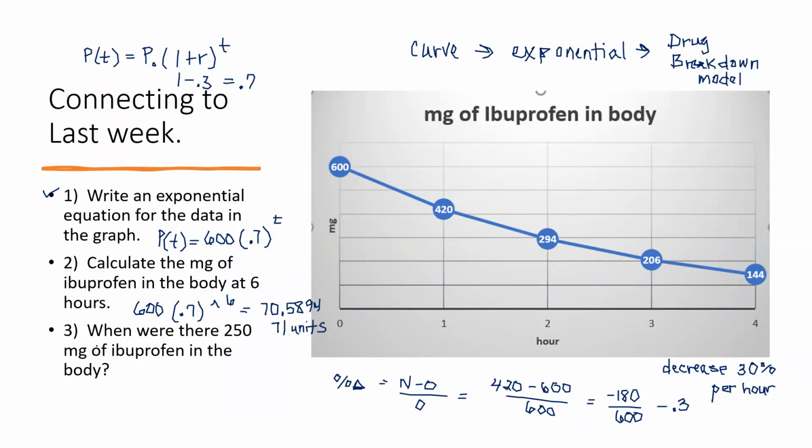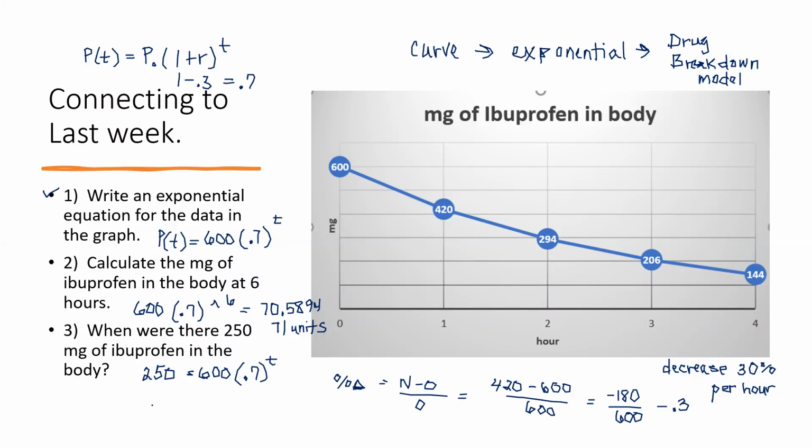And lastly, we're asked, when were there 250 milligrams of ibuprofen in the body? The 250 milligrams is an amount that's remaining. That's going to go into my formula for P of t. So 250 is equal to 600 times 0.7 to the t power, and I don't know t.